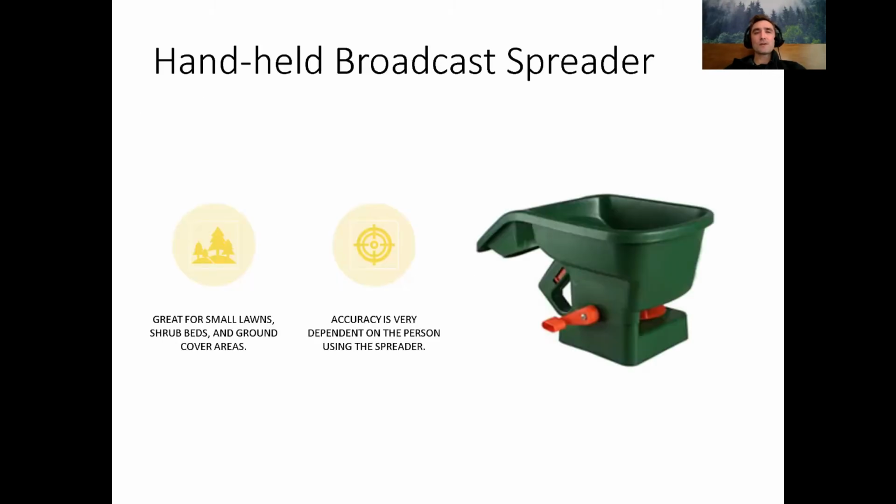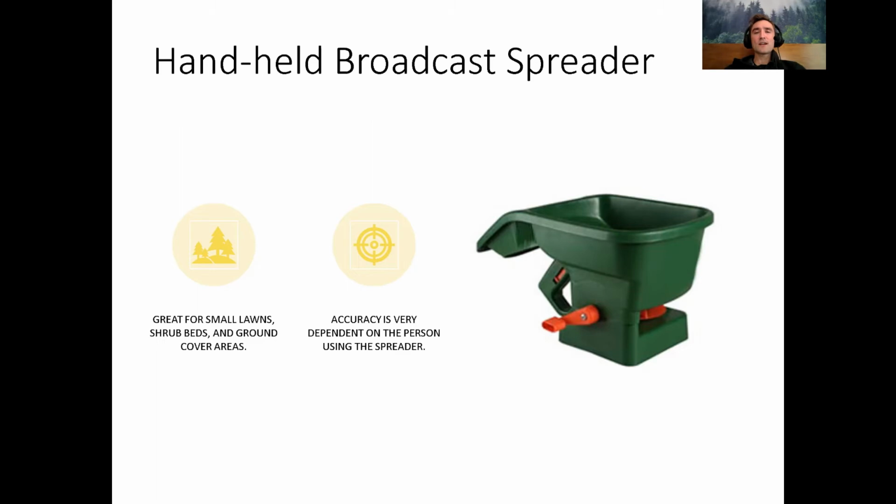And we use several different tools to apply granule fertilizers. The first tool that we would use is a handheld broadcast spreader. So this is a spreader. Oftentimes they're made of plastic, very inexpensive, but you want to find the best one you can because the higher the quality, the more accurate it will be. You fill the hopper with granules and you rotate that handle. And as you do, it spins a wheel that throws the granules out in all directions.